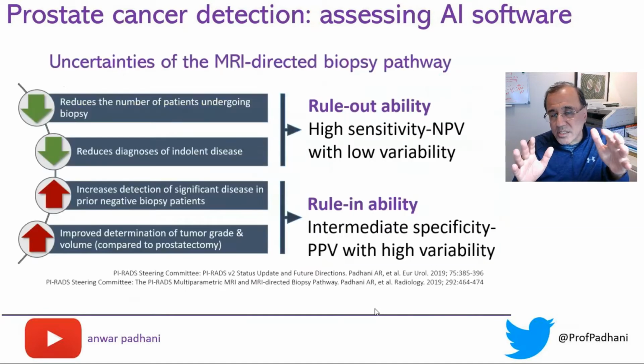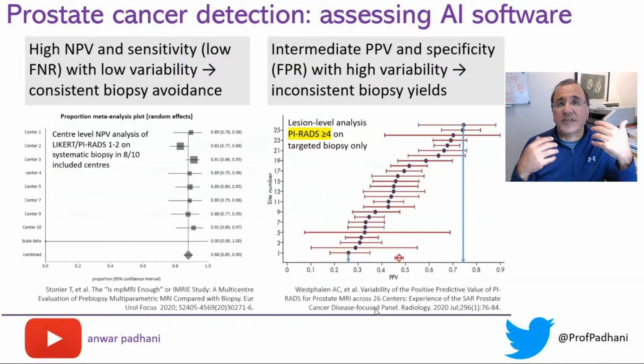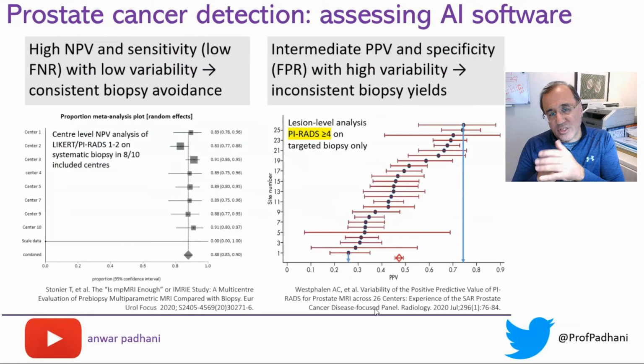Now, there are uncertainties associated with these claims. We know that the rule-out ability is in fact very good. The high sensitivity and the high negative predictive value of MRI means that you can effectively deliver biopsy avoidance, and you can see that on the graph on the left-hand side, where there is very low variability between a number of centers in the UK, for example.